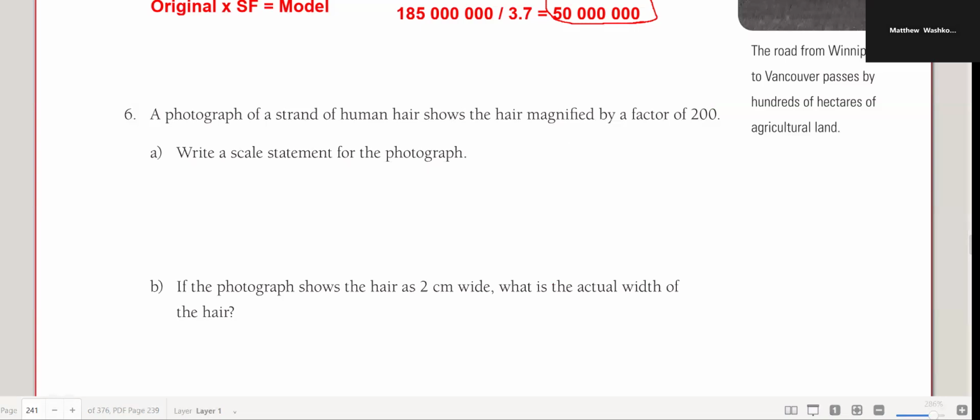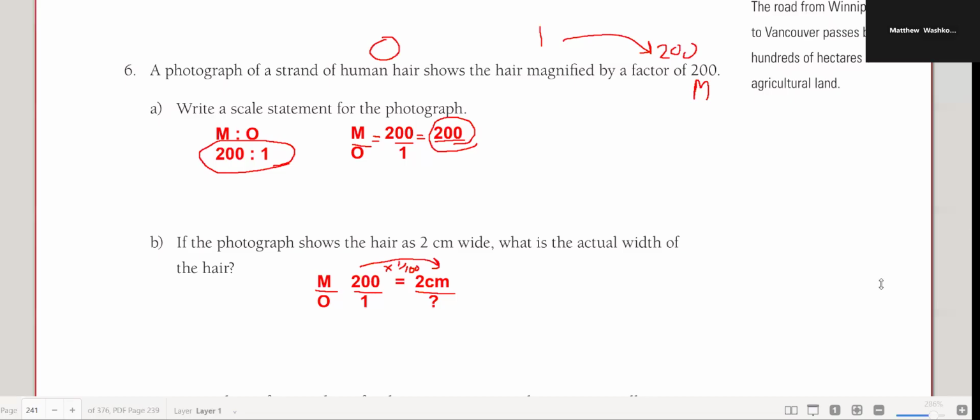3, 2, 1, pause. Okay, so for question 6 here, 6A, write a scale statement, right? So if I give you an original human hair, pull a hair out, and I say, I'm going to zoom in on it 200 times. I have an original and I have a model, and the picture of the zoomed in hair is the model. Now, in this case, they're just saying it's magnified by a factor of 200. I don't know how wide that actual human hair is, but I know that I've taken an original and made it 200 times bigger. So in this case, it's a 200 to 1 or a 200. These are both acceptable.